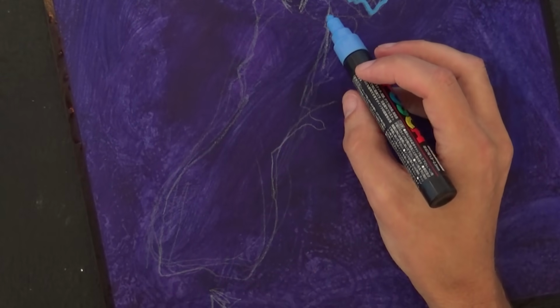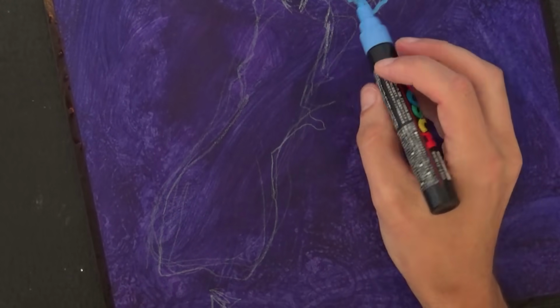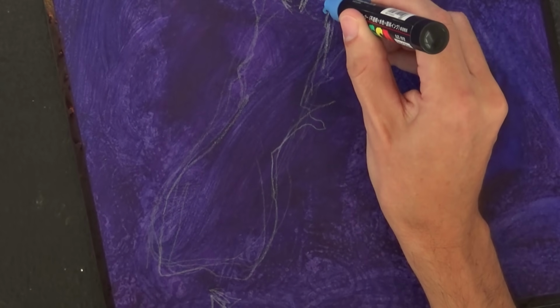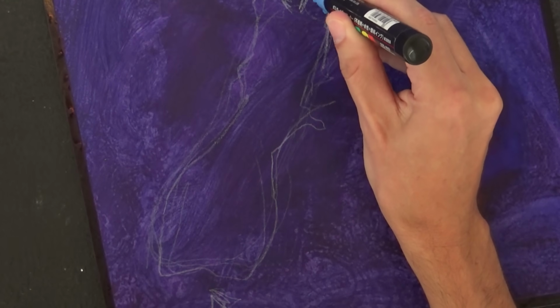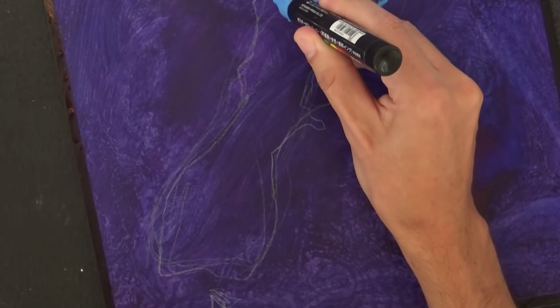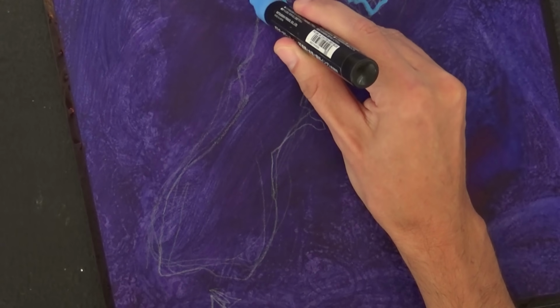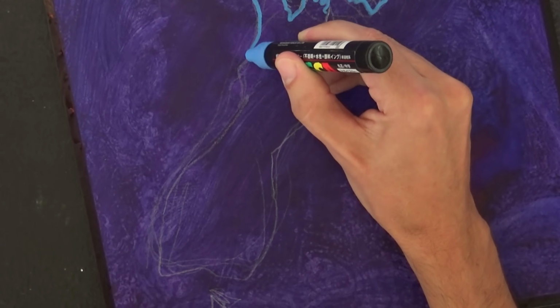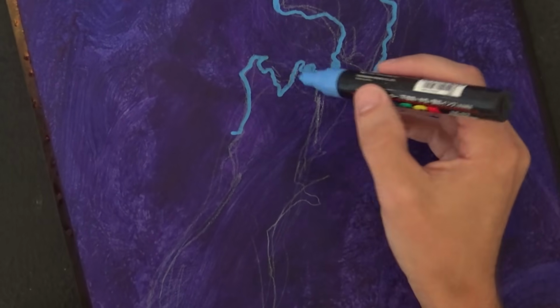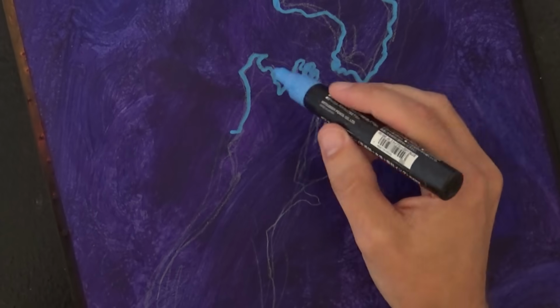Now the coast for the South Island. Sorry, I think I was drawing outside the frame here for a while.